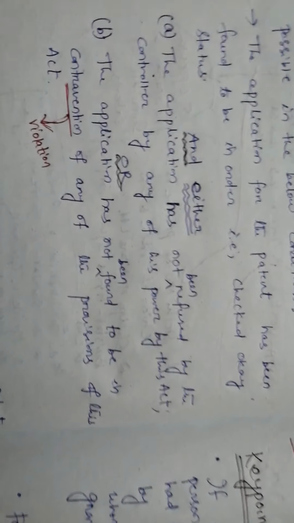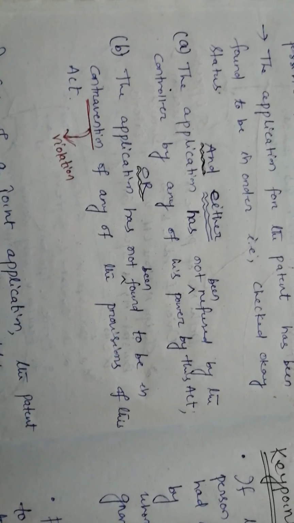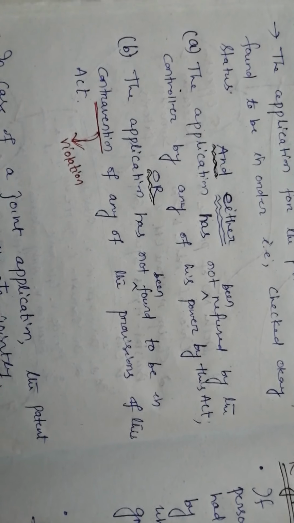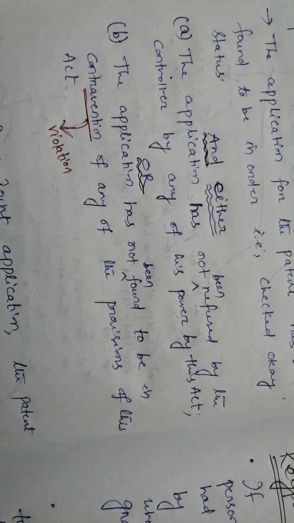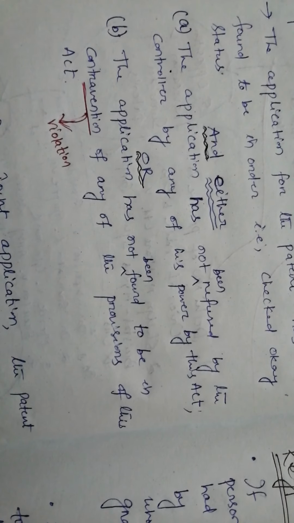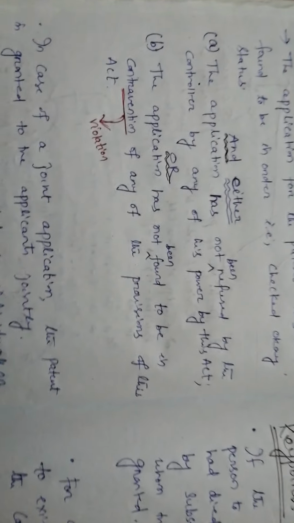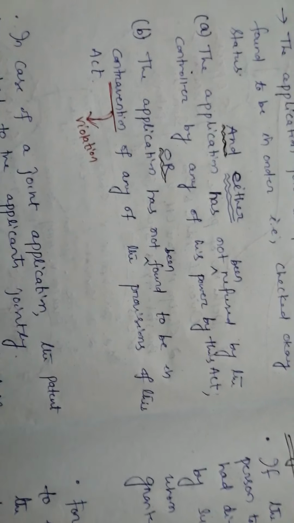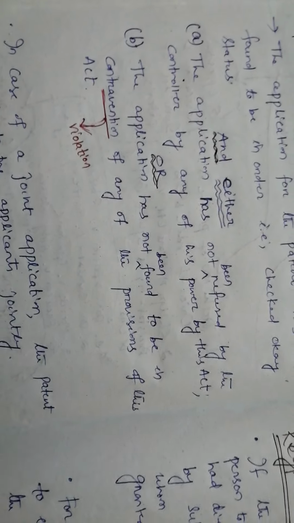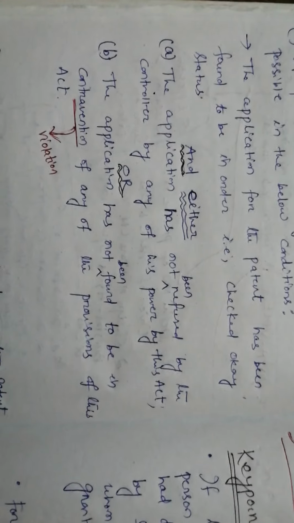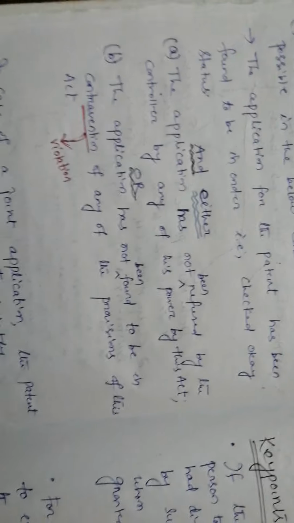Fine. Then, look at the grammatical conjunctions I have used here. That means after the condition I have written "and either bit A or bit B". Bit A says the application has not been refused by the controller by any of his power under this Act. The meaning is very clear: the application is not refused by the controller at all. And bit B says the application has not been found to be in contravention of any of the provisions of this Act. That means the application must not have violated any of the provisions of the Act. Fine. That means the condition I have written here is a must, and either bit A or bit B is required.